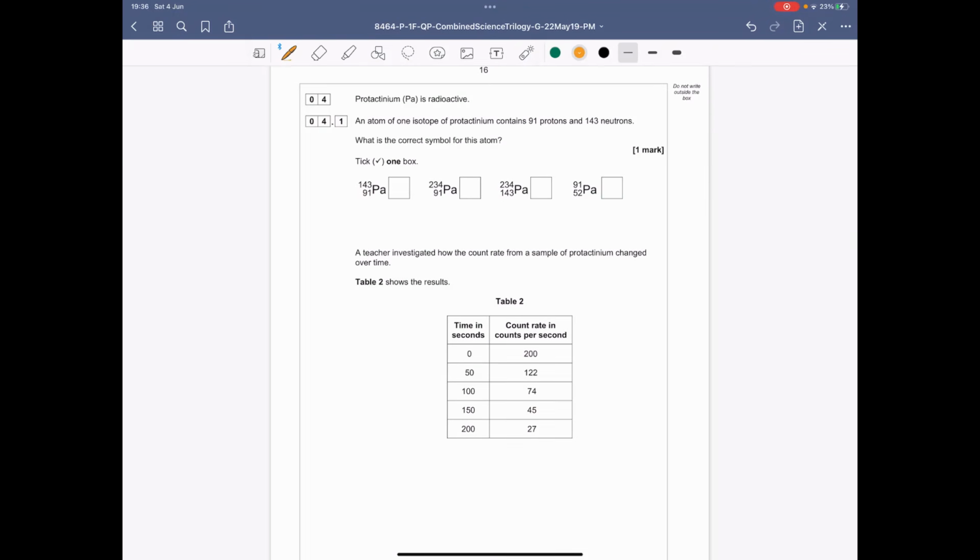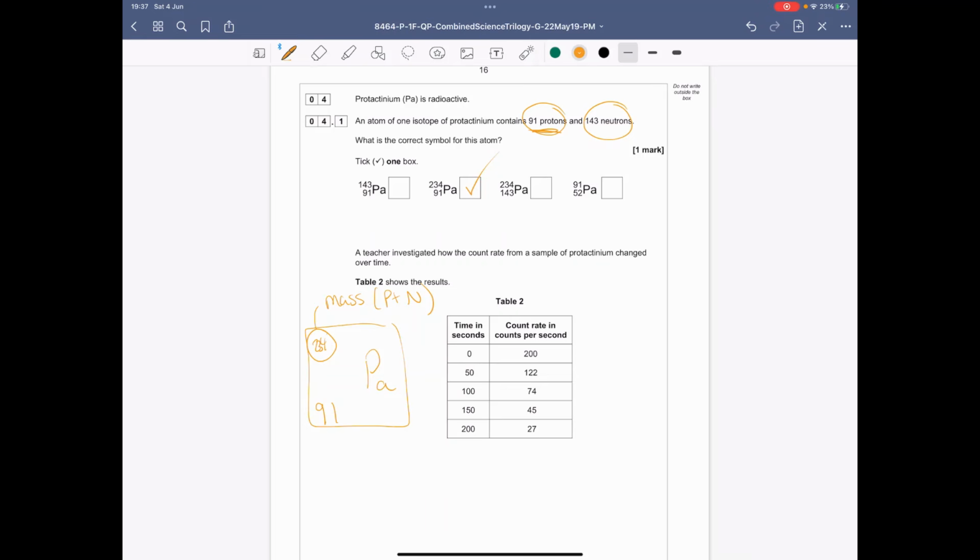Question 4 then. Protactinium is radioactive. One atom of one isotope of protactinium contains 91 protons and 143 neutrons. What is the correct symbol of this atom? So in order to do this, we need to remember our atomic number is our number of protons. So 91 from the question would go at the bottom. Now the top number is our mass number, which is the number of protons and neutrons added together. I've got 91 protons and 143 neutrons. If I add that together, that makes 234. So therefore my answer would be the second one, as that matches.